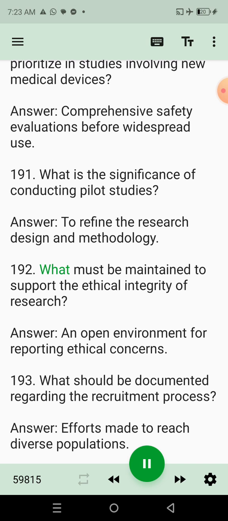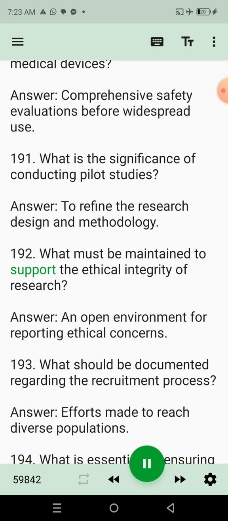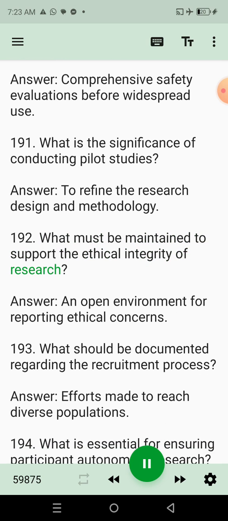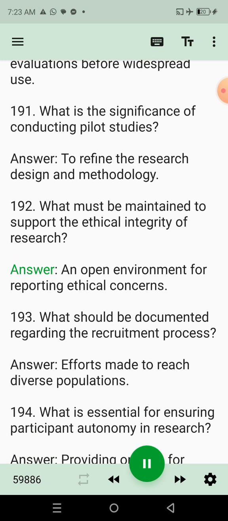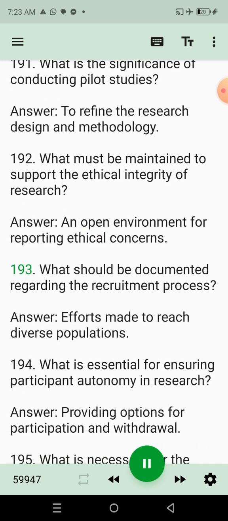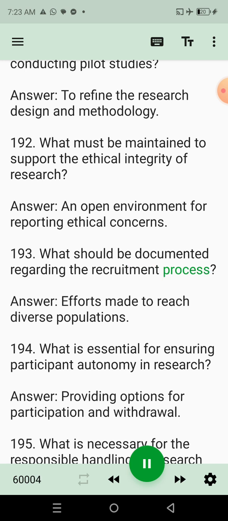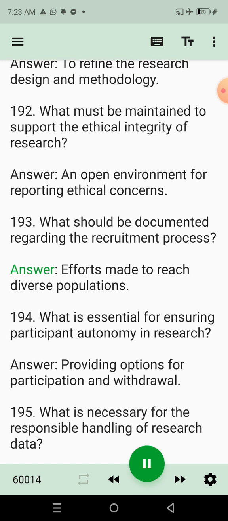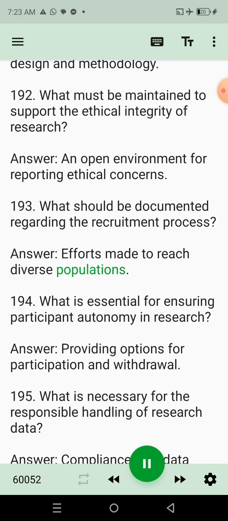192. What must be maintained to support the ethical integrity of research? Answer: an open environment for reporting ethical concerns. 193. What should be documented regarding the recruitment process? Answer: efforts made to reach diverse populations.